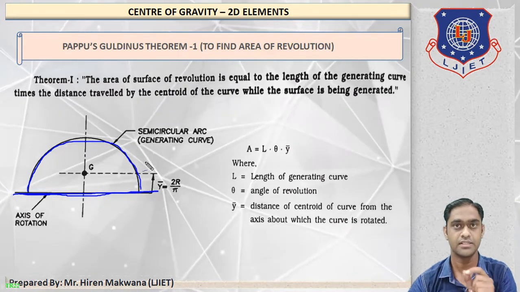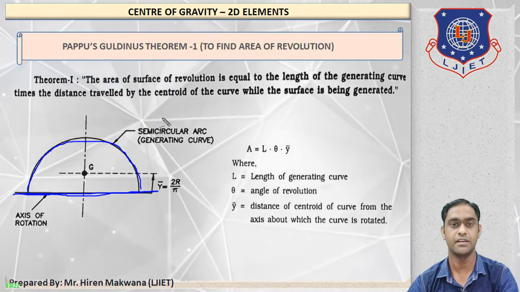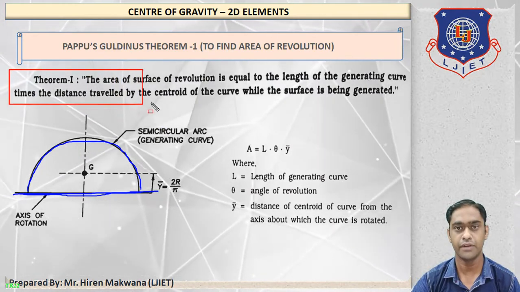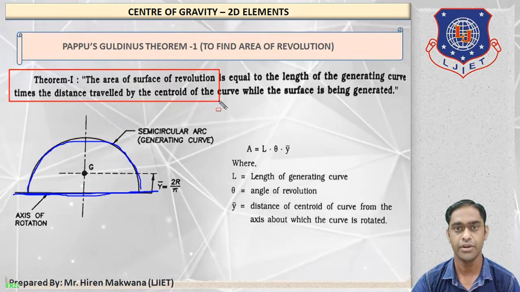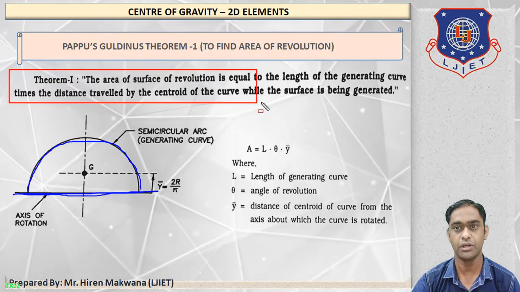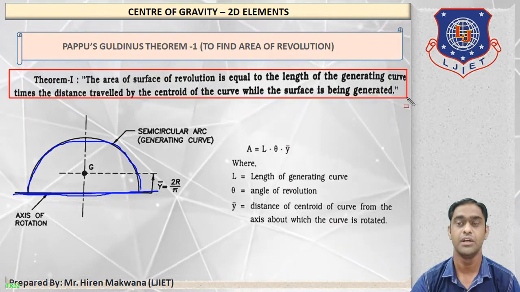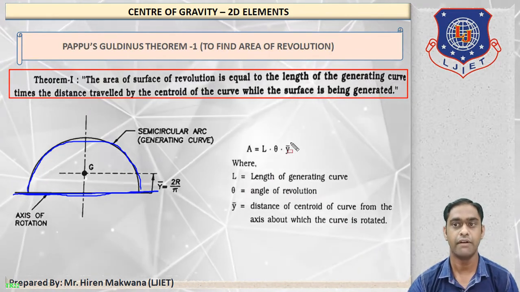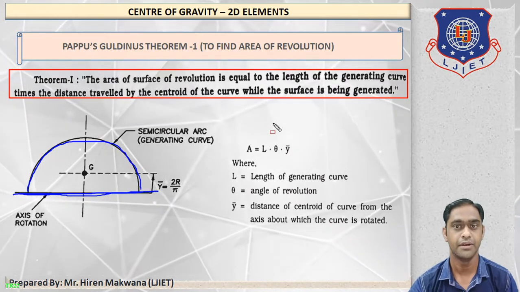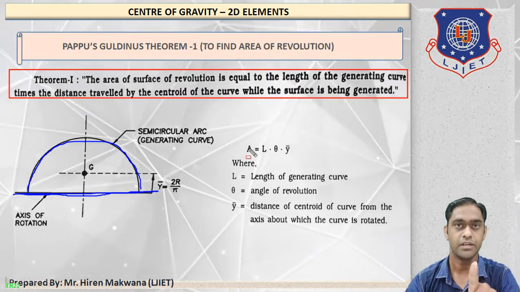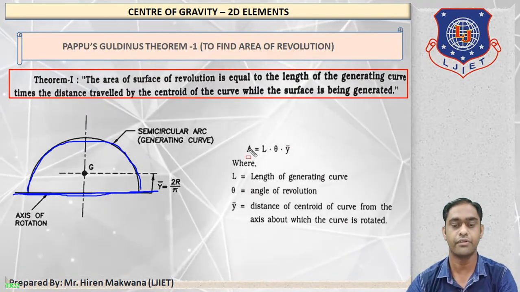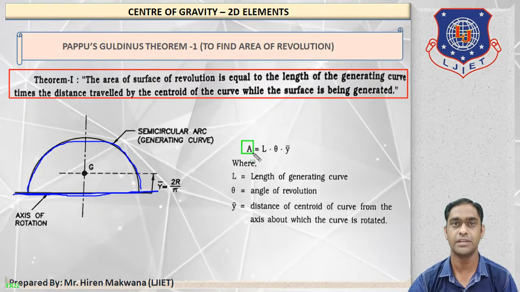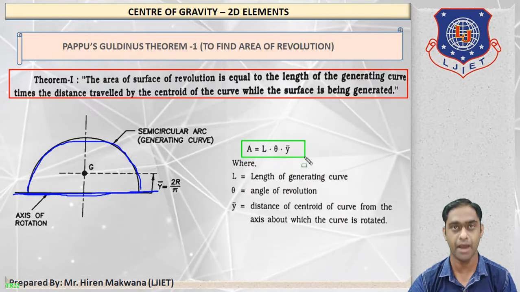Now for that, what is the statement of the theorem? Just read the statement of the theorem first. What does the theorem say? Theorem 1 is the area of surface of revolution. Area of surface of revolution is equal to the length of the generating curve times the distance traveled by the centroid of the curve while the surface is being generated. Means what? Here the statement is quite tough, so concentrate on the formula first. Area which we have to find, area of surface of revolution, is equal to L times theta times y bar.